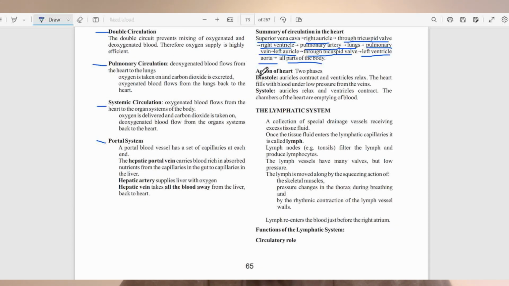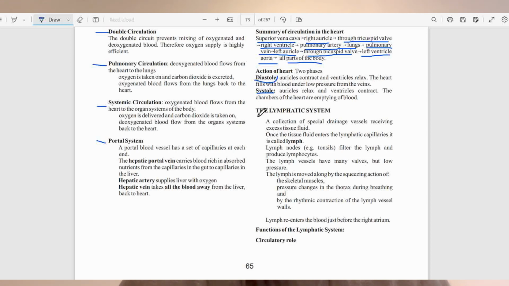The action of the heart is in two phases. You have the diastole, which is blood flow into the heart under low pressure. So the auricles contract and receive, and the ventricles relax for diastole to occur. When that happens, blood fills the heart under low pressure. For the systole, the auricles relax and the ventricles contract, and the chambers of the heart empty blood out of the heart. So those are the systolic and diastolic phases of blood flow.